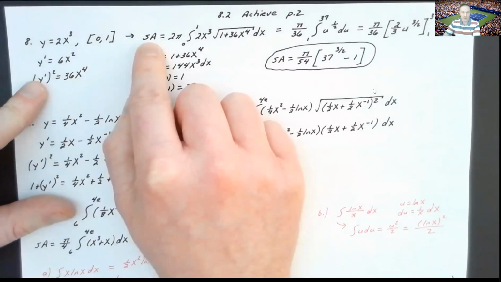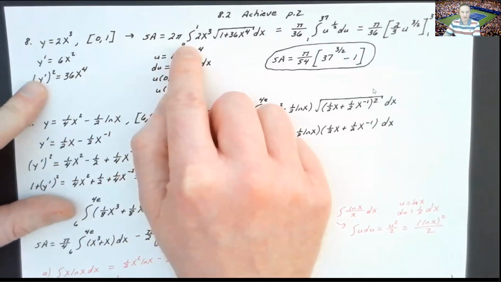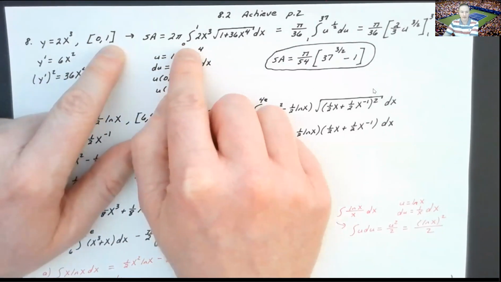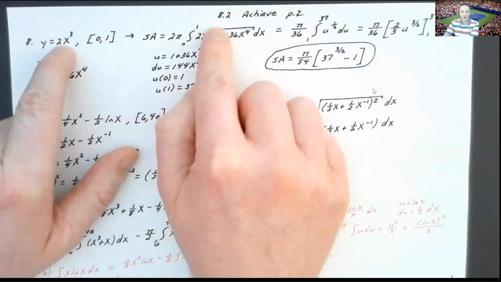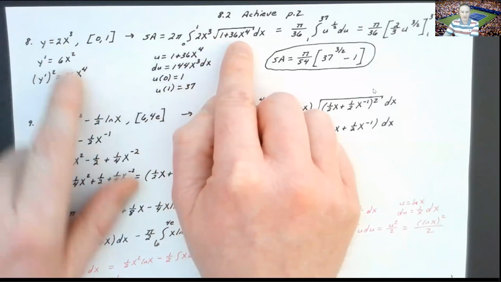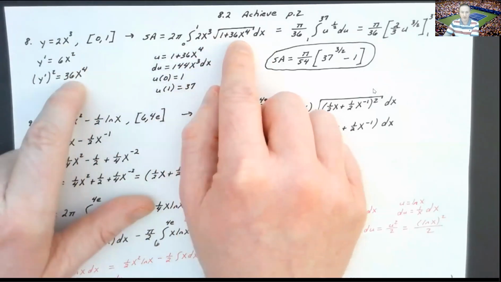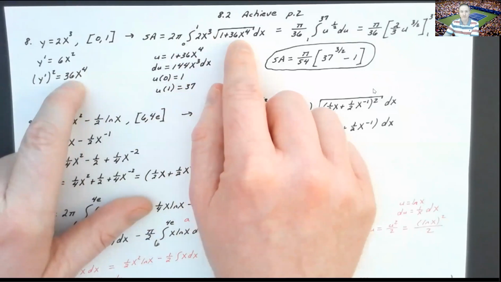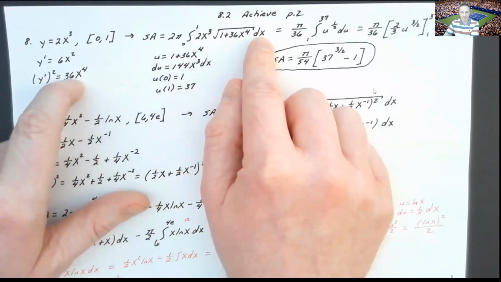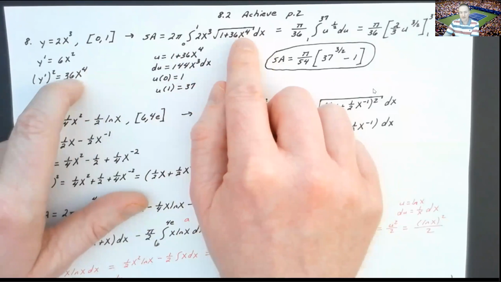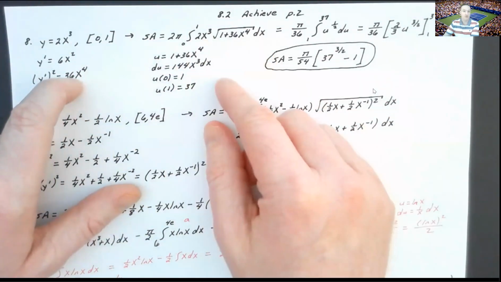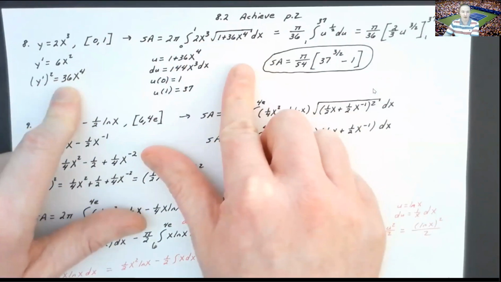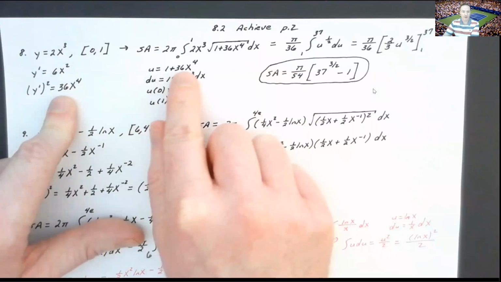Surface area formula, 2 pi times the integral from where it begins to where it ends, 0 to 1, of f of x, 2x cubed, times the square root of 1 plus the first derivative squared, 1 plus 36x to the fourth, integrated with respect to x. Now, as soon as I saw that I had an x to the fourth on the inside and an x to the third on the outside, I knew substitution was going to be an easy solution to this problem. So notice that's what I did here.